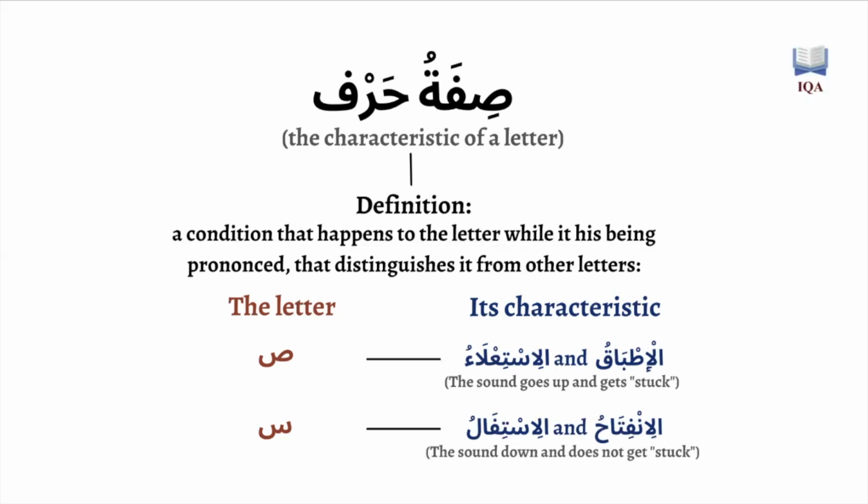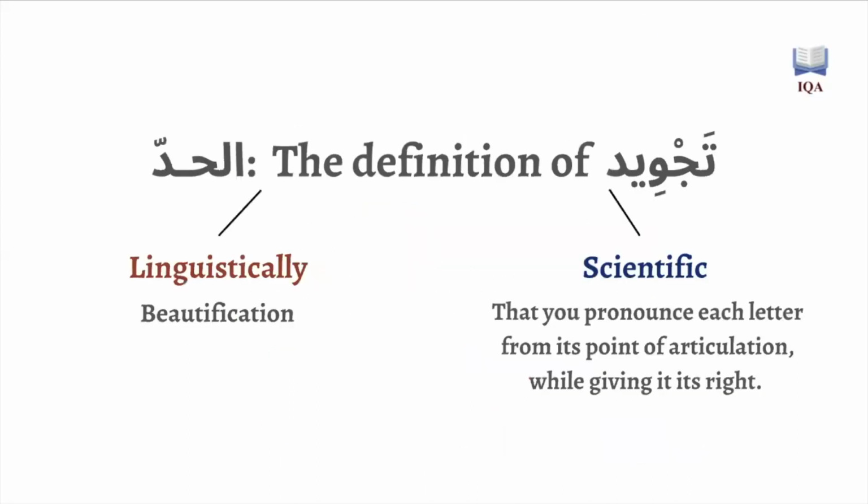It doesn't have to do necessarily with its point of articulation, but rather has to do with the specific sifa, the specific characteristic that the Sad or the Sin has. So when we say that Tajweed, in terms of its science, is that you pronounce each letter from its point of articulation in your mouth, while making sure that you're giving every single letter its proper characteristic. For the Sad, the sound is going up in your mouth and it's getting stuck a bit. For the Sin, the sound's going down and it's not getting stuck at all. So when you're applying proper tajweed to these two letters, you're making sure that the Sad and the Sin are coming from the proper point of articulation and you're giving each and every single letter its proper sifa, its proper right.